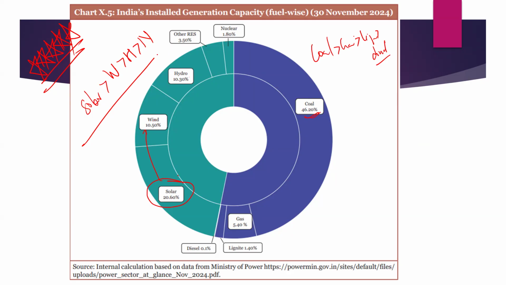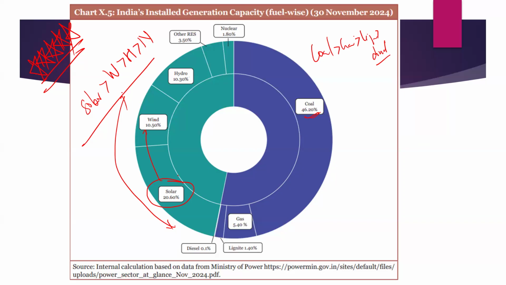Similarly, when we talk about thermal, here coal is the highest, then you have gas, then lignite, then diesel. I hope this is clear. And when you talk about the total, that is the entire renewable that is there, how much percentage is it? So calculate that also.